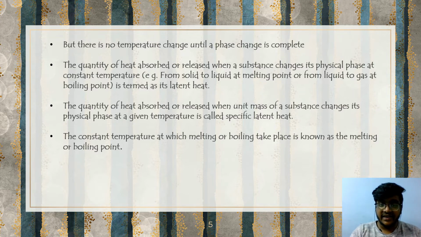The quantity of heat absorbed or released when a substance changes its physical phase at constant temperature, for example from solid to liquid at melting point or from liquid to gas at boiling point, is termed as latent heat. The quantity of heat absorbed or released when unit mass of a substance changes its physical phase at a given temperature is called specific latent heat. The constant temperature at which melting or boiling takes place is known as melting or boiling point.